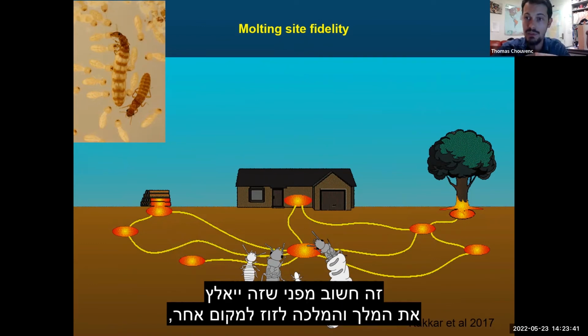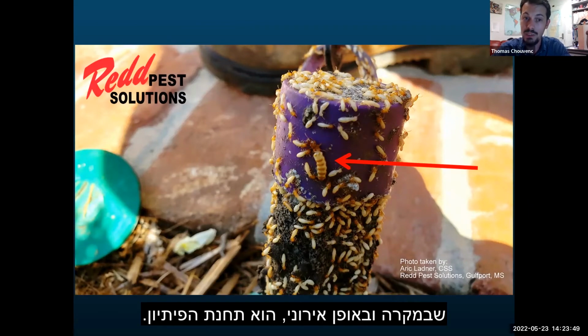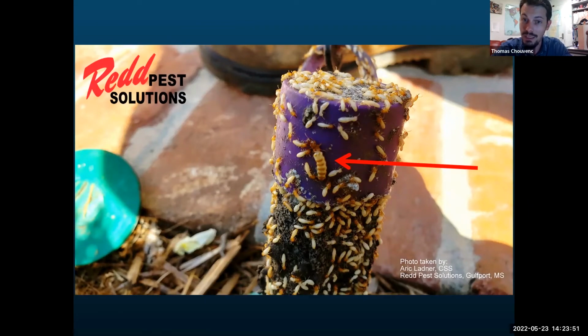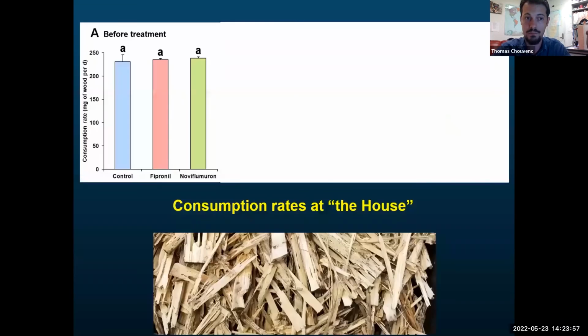And this is important because it's going to force the king and queen to move somewhere else, and eventually to one of the few places where there's no death, which happens to be the bait station, ironically. At this point, the king, the queen, and the soldiers are all in the process of starving to death.